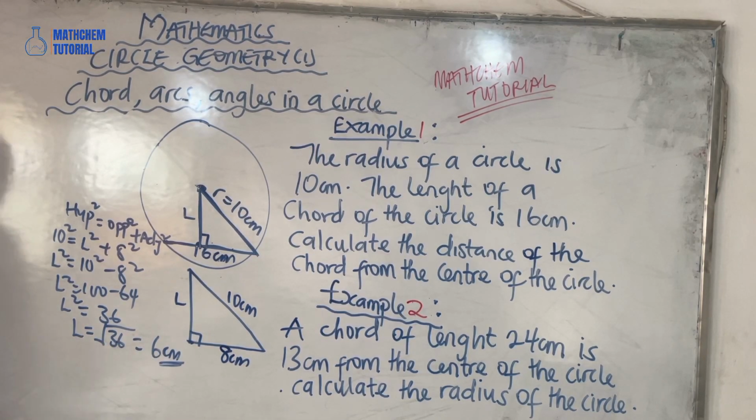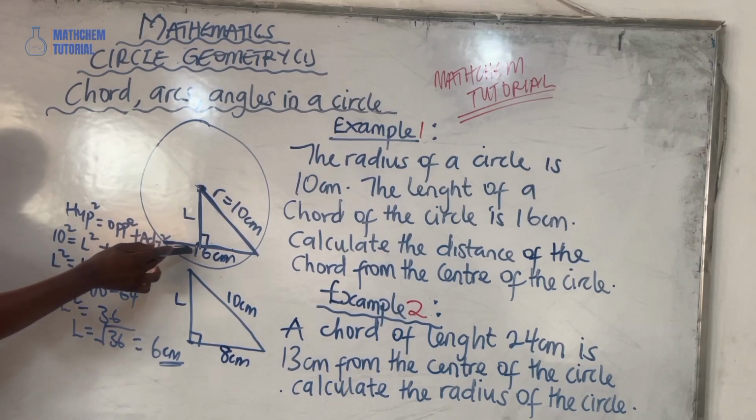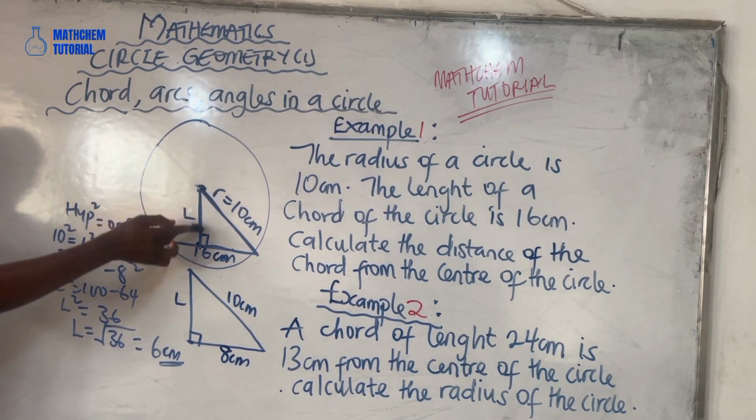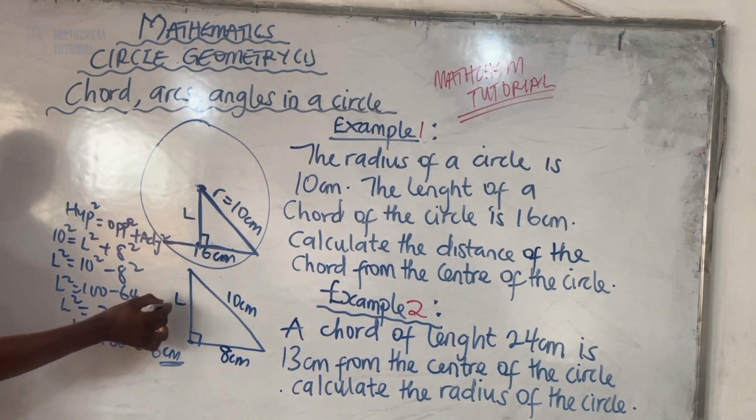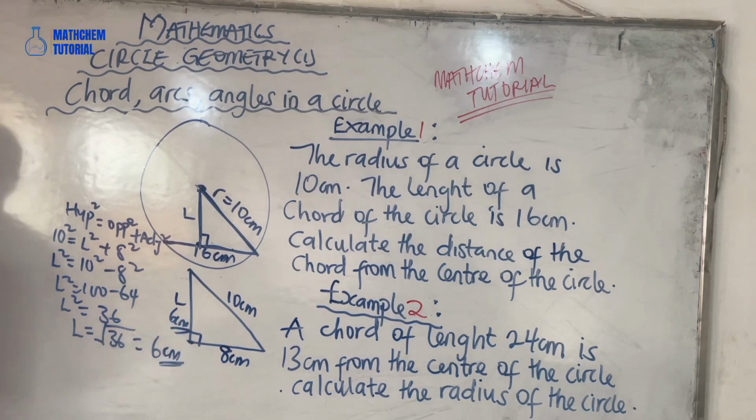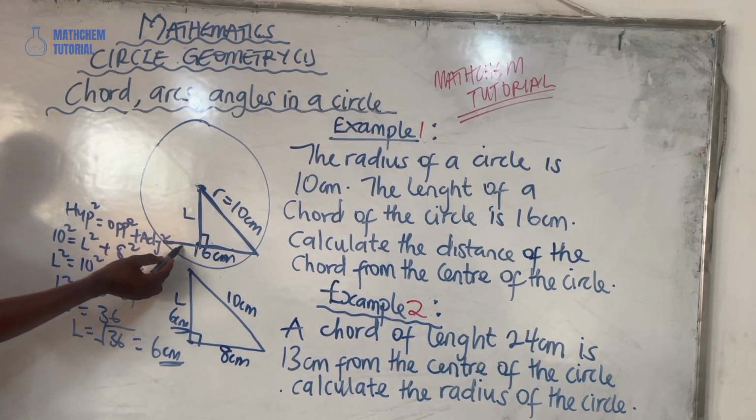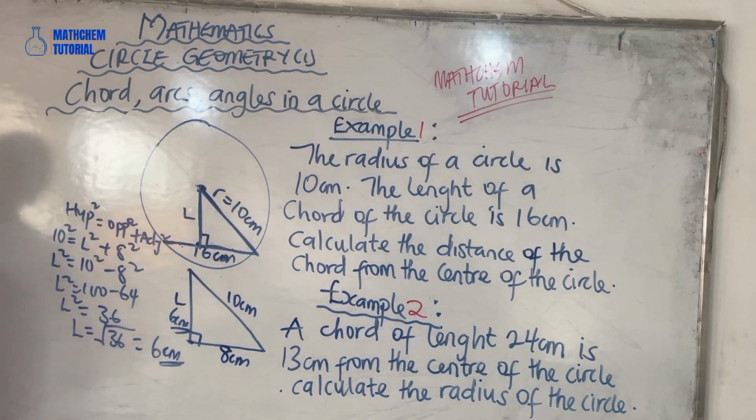So meaning that the distance of the chord from the center of the circle is what? 6 centimeter. So the value for my L is 6 centimeter. And that is what we are asked to calculate in example 1. Imagine that example 1 is talking basically on something related with chord and what? An arc. Chord and arc.